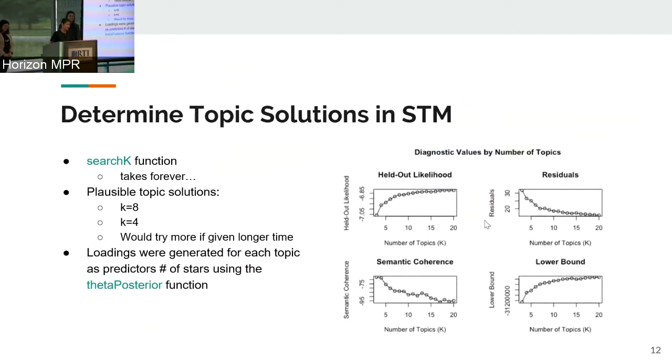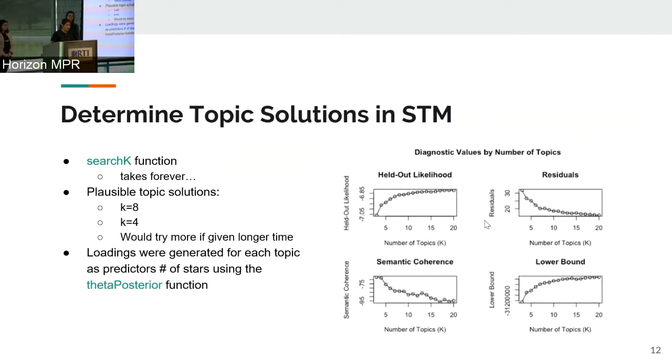When you look at the likelihood, you can see that the second derivative is kind of reaching the maximum around topic 4 and topic 8. And the residuals, semantic coherence, and lower bound are kind of telling a similar story. And so we tried the 8 topic solution and the 4 topic solution. We would like to run more topics if we were given a longer time.